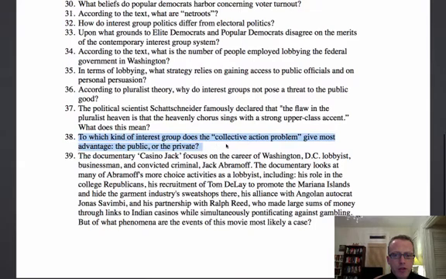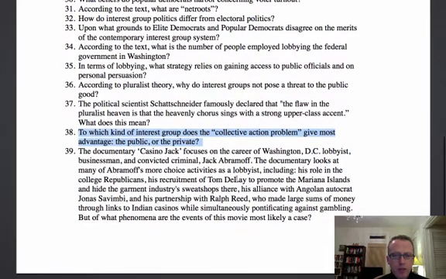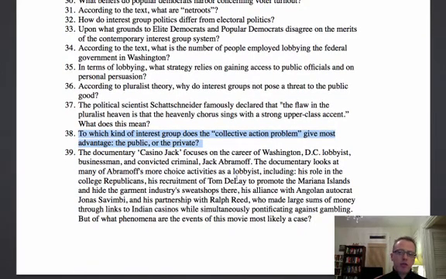Now, to which kind of interest group does the collective action problem give most advantage, the public or the private? Well, the collective action problem means generally that it's easier to get people to sign into something that will give them a specific advantage in the marketplace rather than a collective benefit that everyone will share in.